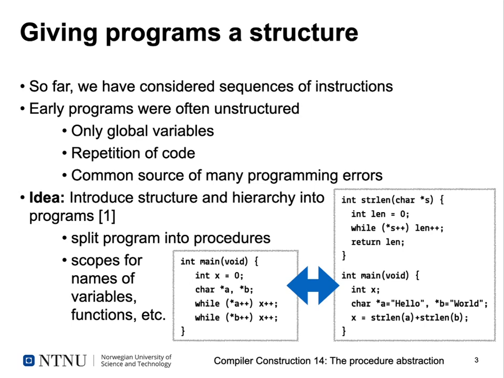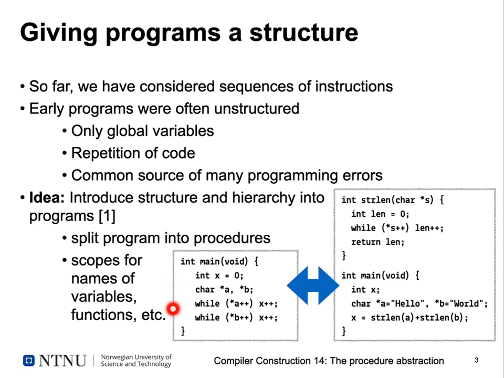So very early on, an idea to give structure to programs was to introduce some sort of hierarchy. So a program was split into so-called procedures, and a procedure is not only a name for a piece of code, but a procedure has additional properties. It provides a scope for the names of variables, maybe also for the names of functions, and so on. So let's take a look at this example here.